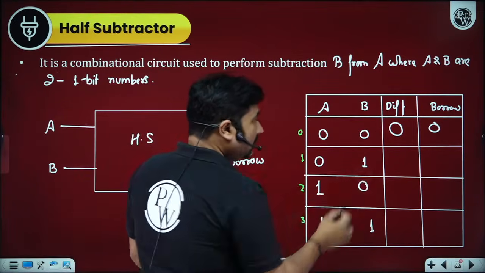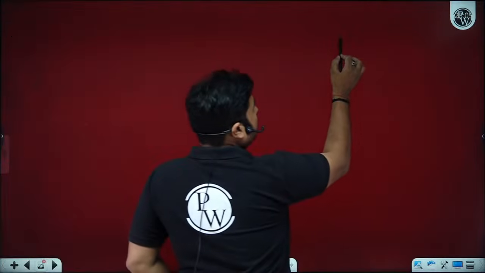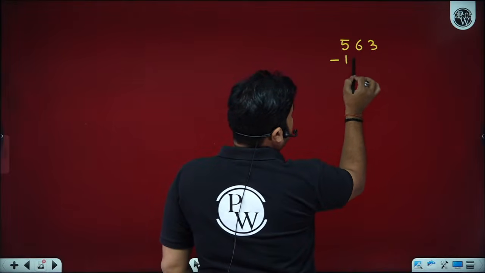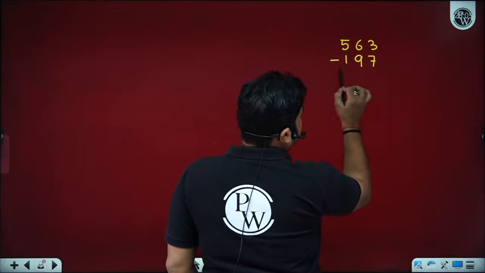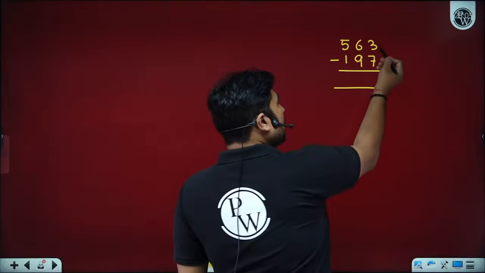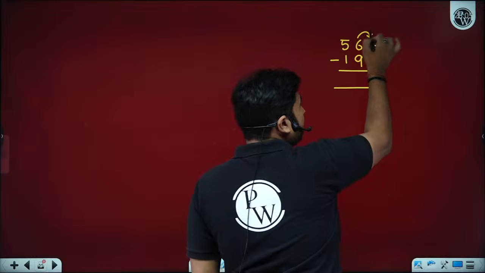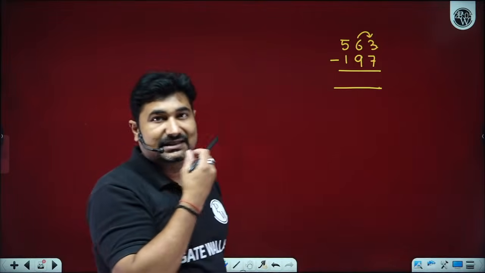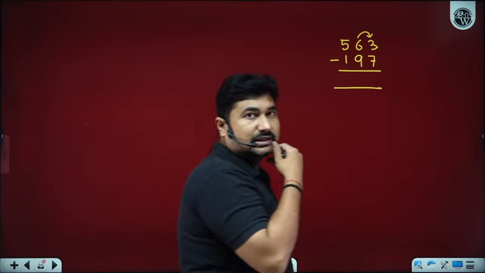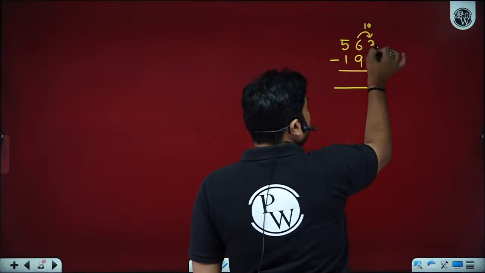Suppose, I am just explaining to you, please observe. Suppose you have to perform 563 minus 197. Can you perform this subtraction? Yes, sir. How would you perform this subtraction? You can't perform 3 minus 7. So what do you do? Sir, I will take borrow from here. Since this is a base 10 decimal number, when you take borrow, this will become 13 because you are taking the borrow from 10 splits. So if you take borrow, this will become 13.